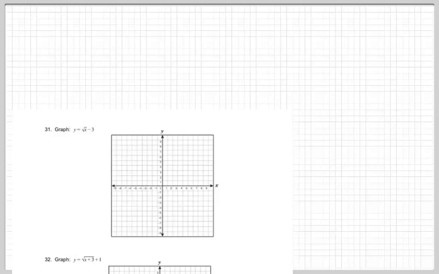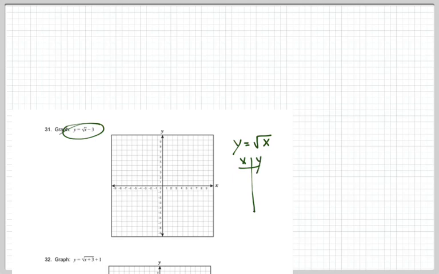Alright, problem 31, we have a radical function that we have to graph. Let's just review really quick what a radical function looks like, because this would be the parent function of this right here. So let's look at some values really quick. Right away we should notice x, the lowest x can be is 0, and then you plug in a 1, you get 1, and 4 gives you 2. So 0, 0, 1, 1, 4 gives you 2. This is what this function looks like.